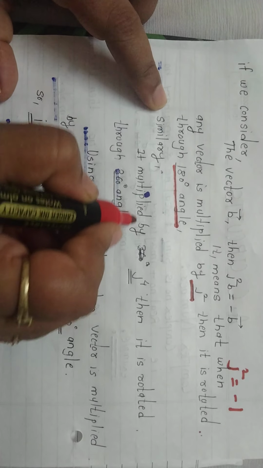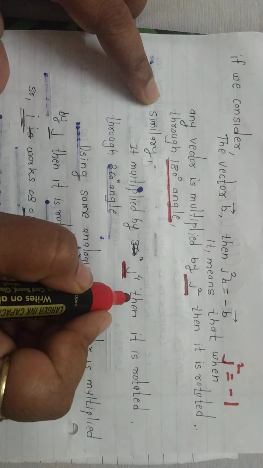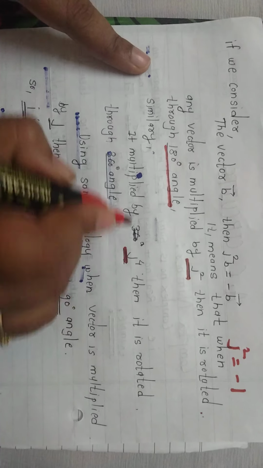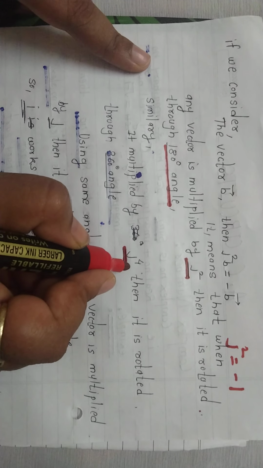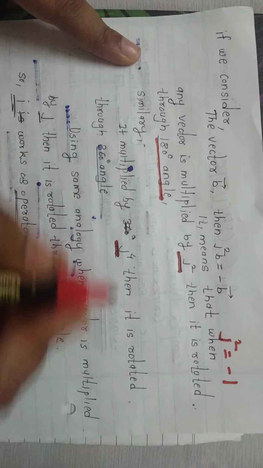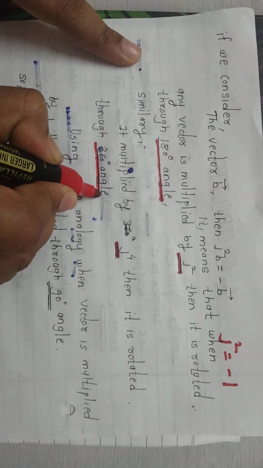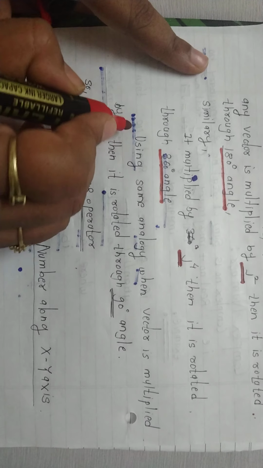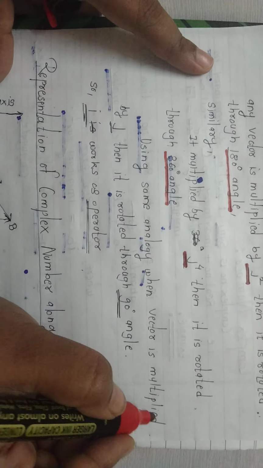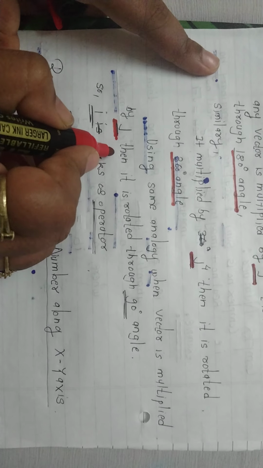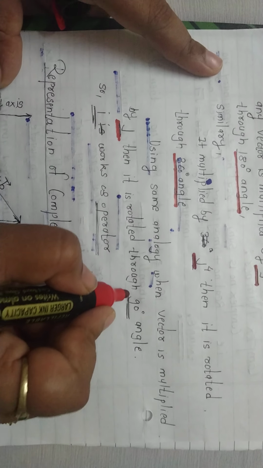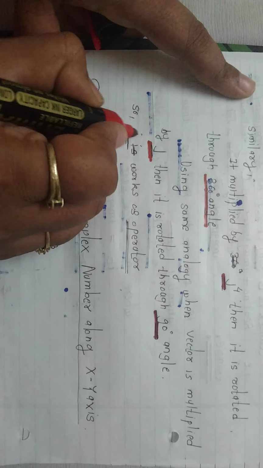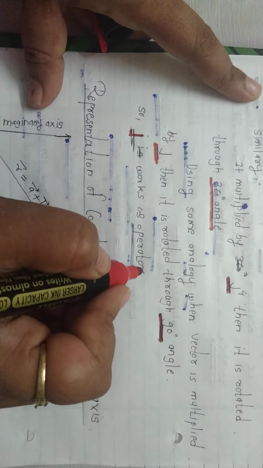Similarly, if it is multiplied by j to the fourth power, then it is rotated by a 360 degree angle. Using the same analogy, when a vector is multiplied by j, then it is rotated through a 90 degree angle. So j works as an operator.